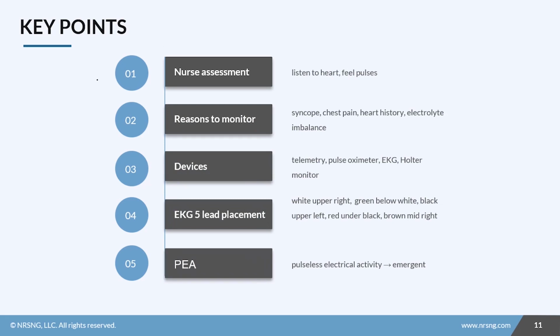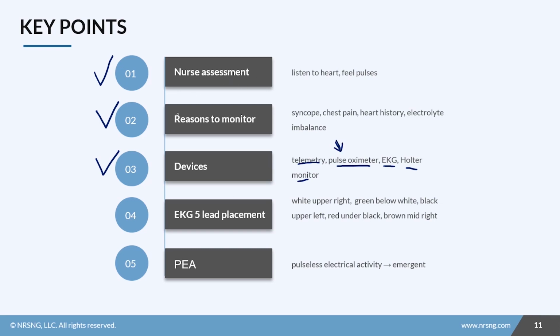Okay, so key points that I would like you to remember include, 1, the nursing assessment. You will listen to the heart and you'll feel the patient's pulses. 2nd, I want you to remember the reasons to monitor the patient's heart, which includes syncope, chest pain, heart history, electrolyte imbalances, and your patient in this situation probably should have a heart monitor on. So different devices that you may use include telemetry, pulse oximeter, EKG, and Holter monitor. Now that pulse oximeter, that is the only one that you may implement on your own without a doctor's order.